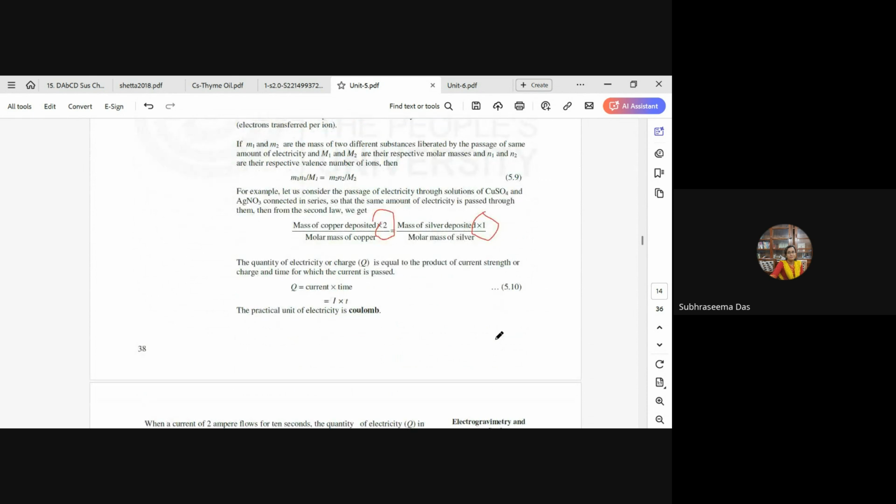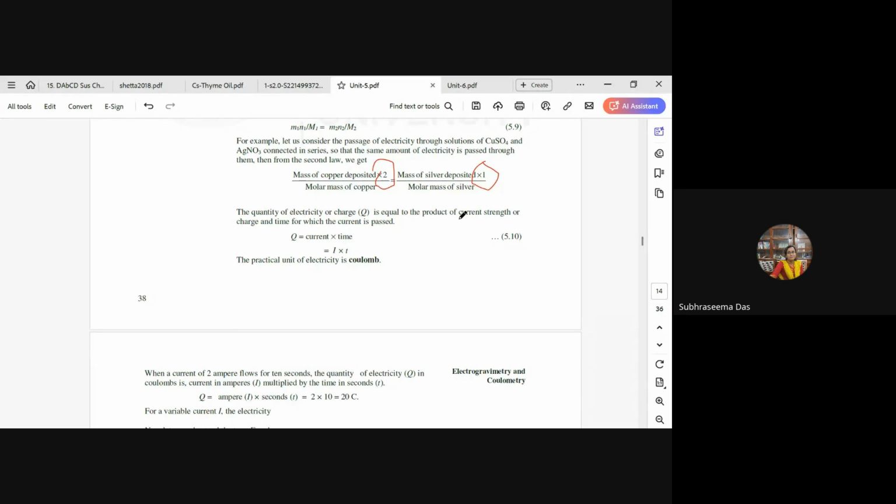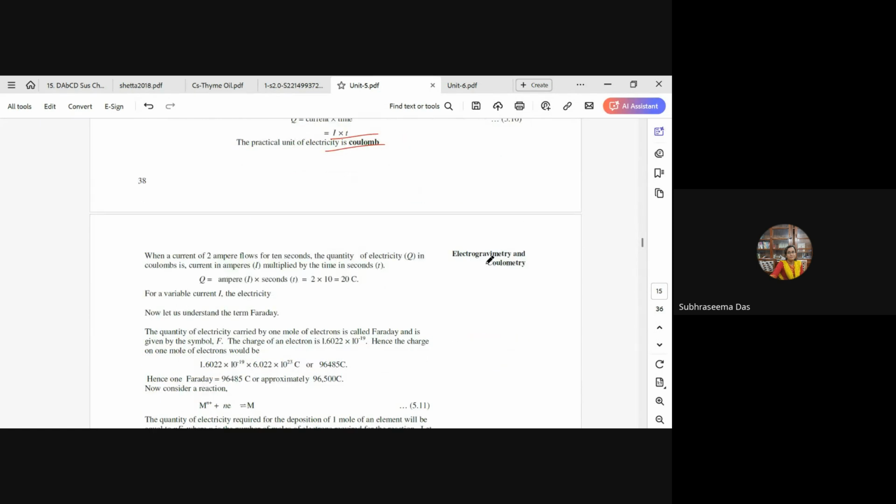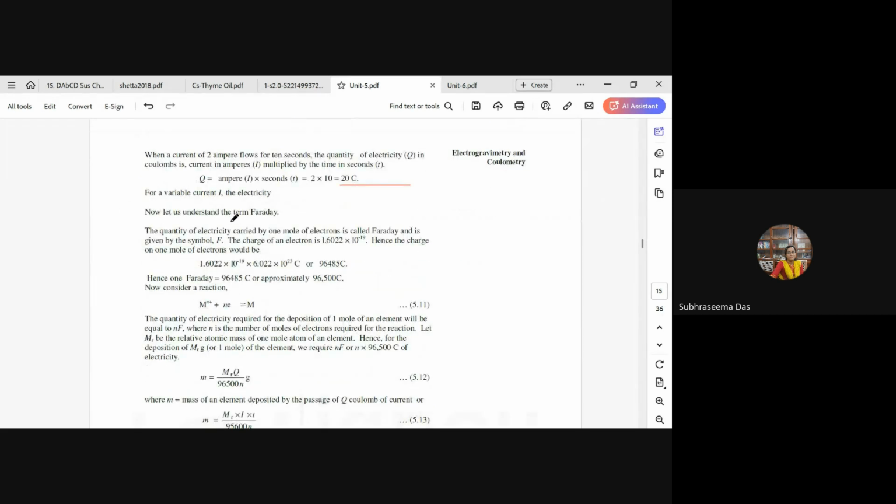Then the quantity of electric charge is equal to the product of the strength of the current and time, that is Q is equal to I into t, and the practical unit of electricity is the coulomb. So when a current of 2 amperes flows for 10 seconds, then Q is equal to 2 amperes into 10 seconds, that is 20 C. Capital C indicates the coulomb. For a variable current, I indicates the electricity.